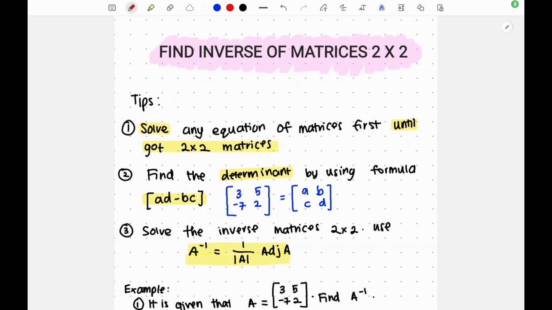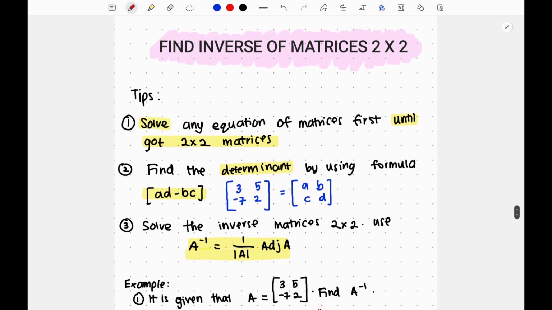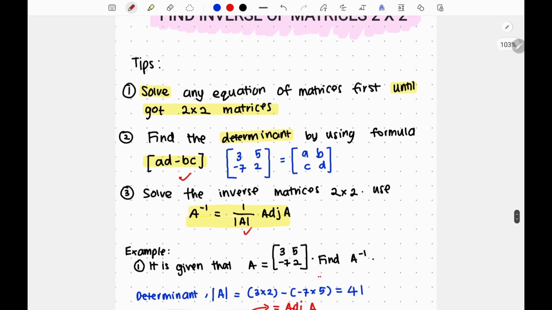Today I will teach you how we can find the inverse of 2 by 2 matrices. There are three methods here. The first one is you need to solve any equation of matrices given until you get 2 by 2 matrices, and then you need to find the determinant by using the formula AD minus BC. Then use this formula where A inverse is equal to 1 over determinant A times adjoint A.